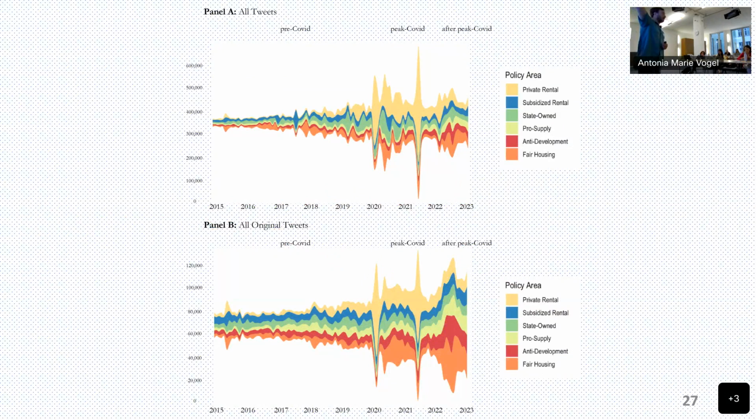I'm not going to get into this so much, but what I just showed you is all tweets. That includes retweets and other derivative tweets if someone's commenting. And the original tweets have similar but slightly different results. So this is the original source of who is tweeting.